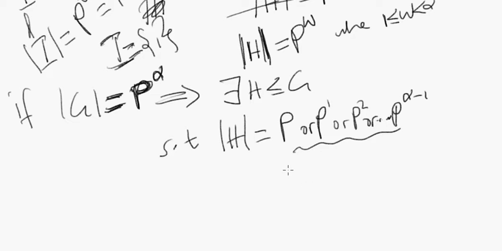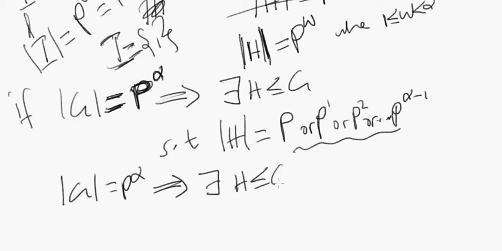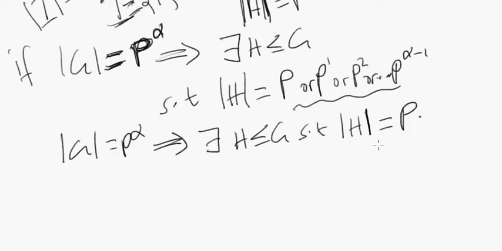Would this be enough for us to conclude that indeed for any group of order p to the alpha, it's necessarily true that there exists a subgroup H of G such that the order of H is actually equal to p? Is the above statement, that there's always a subgroup of some power of p less than alpha, enough for us to conclude that there must be a subgroup of order p?